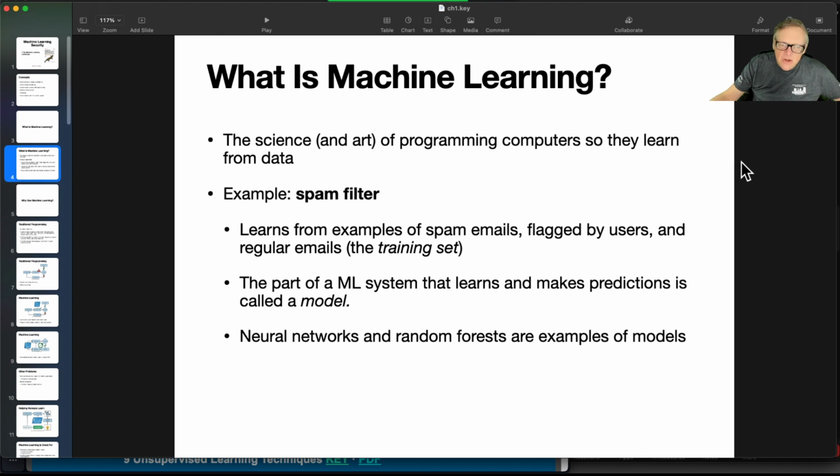Anyway, machine learning is programming computers so they can learn from data, like a spam filter, where you can give it examples of spam that are labeled as spam and examples of regular email, and the machine will find the pattern. You don't have to pre-program it to look for a specific word. It will figure out some pattern that distinguishes the spam from the non-spam, and that's called a model.